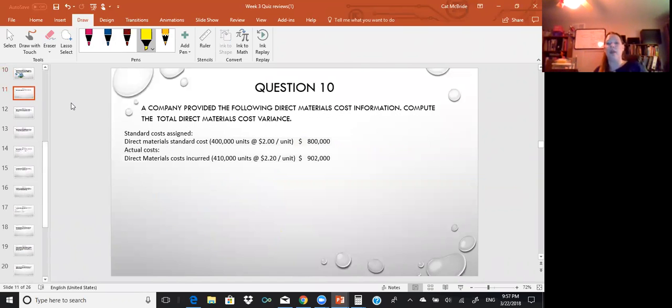Okay, now we're going into the stuff that we just started tonight. So now we get to put our thinking caps on. Company provided the following direct materials cost information. We want to know the total direct material cost variance. So we're looking for total and we're looking for cost. So what do we have? We have standard, so this is the budget, right? And this is actual.